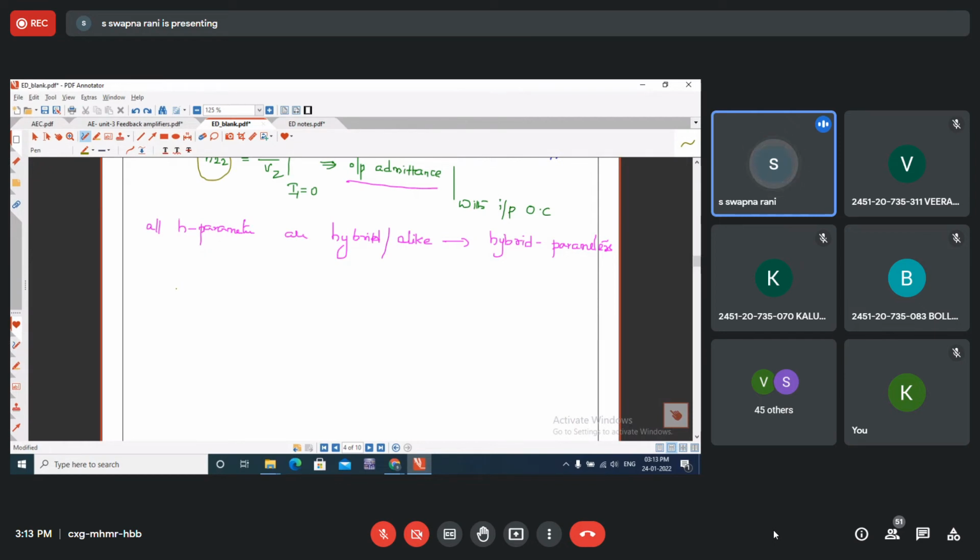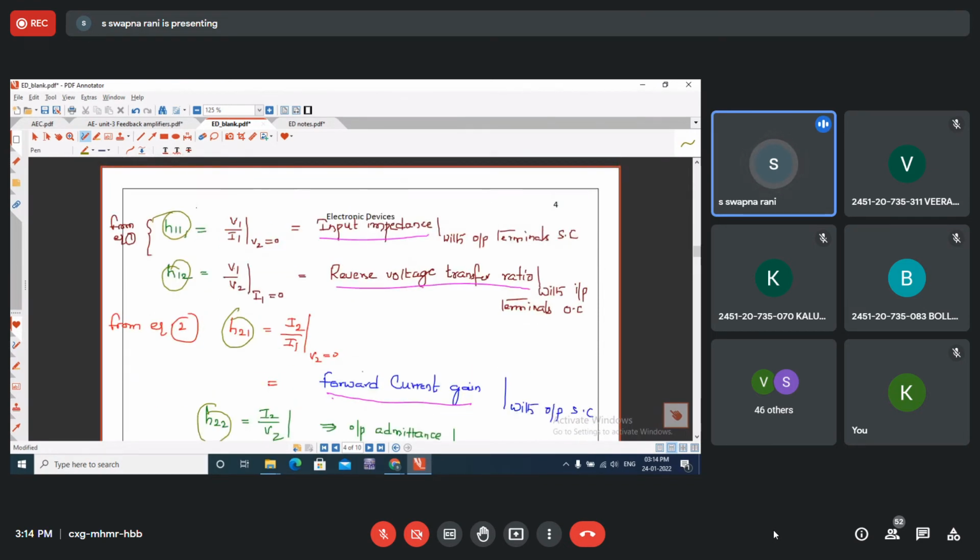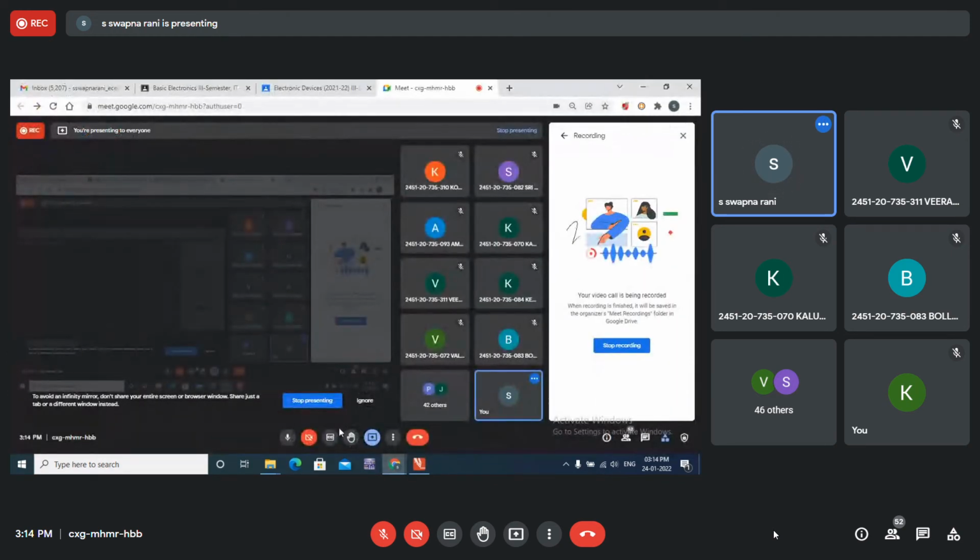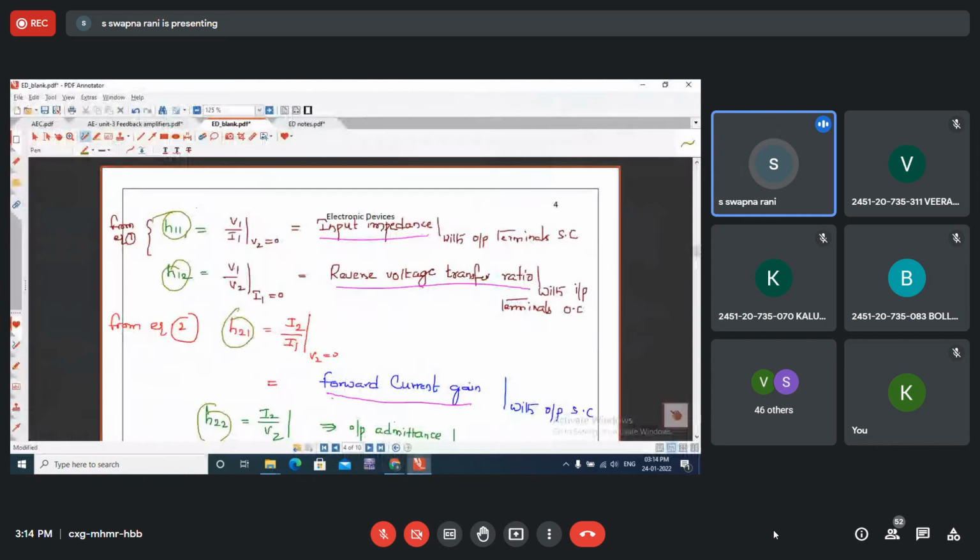Now we have to draw the model. We will draw the model later. First, I will write H11. What is H11? Input impedance. If you have any doubt how I have defined these four parameters, you can just let me know so that I will repeat it, because these are the basics which are very, very important.